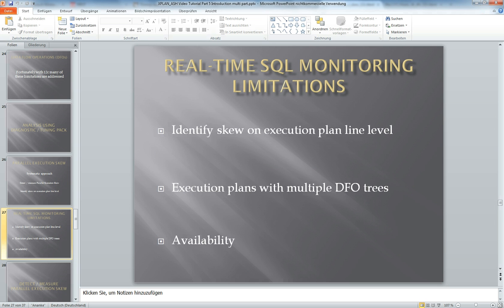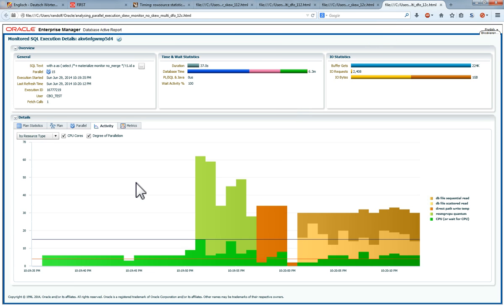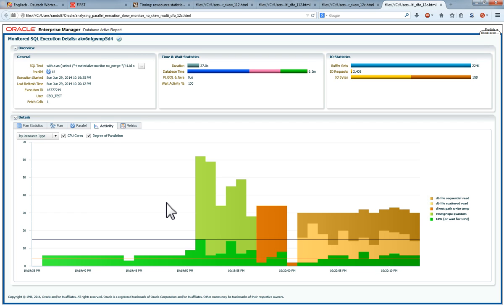Then we had this second point, execution plans with multiple DFO trees. Let's have a look at what 12c does with that limitation that I've shown in 11.2. Unfortunately, as you can see here, this is again this execution with multiple DFO trees. There is not really much of a difference. We still see this line drawn here, which is incorrect in this case, again, because we have a DFO tree active that has only a degree of 2.